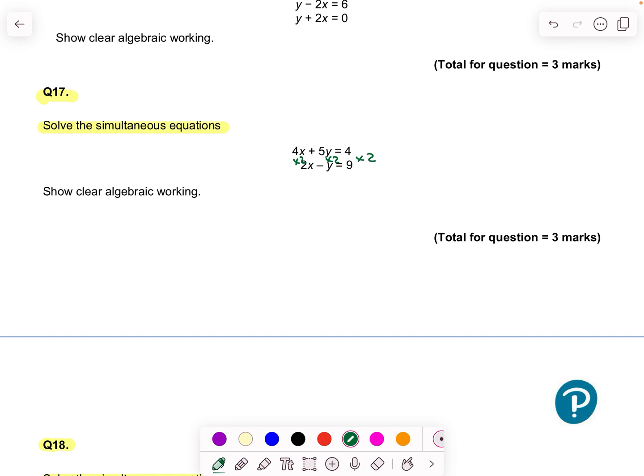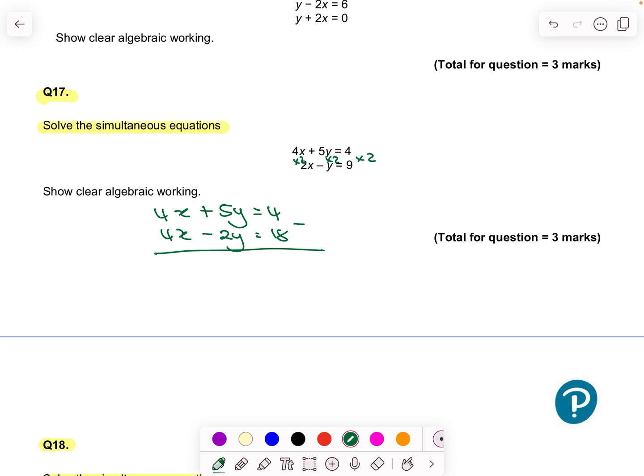If you did something different, that's fine. Just check it with me if you're not sure. So 4x plus 5y equals 4. Then I've multiplied the whole of the second equation by 2 to get 4x minus 2y equals 18. I'm going to subtract because the signs are the same.